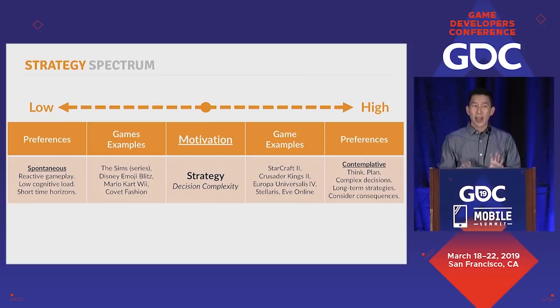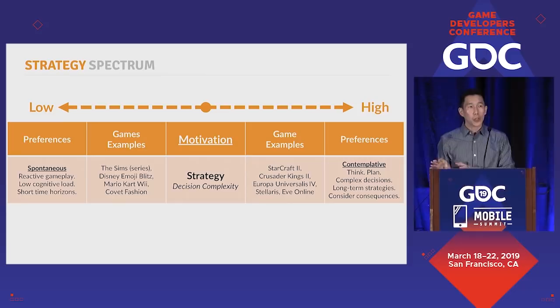You can absolutely play The Sims in a highly strategic way. Say I have a master plan from the start to create a vampire couple who abducts the alien baby next door and then plants carnivorous plants all over town to murder everyone. You can play The Sims that way, and that is a long-term plan, and that is high strategy.